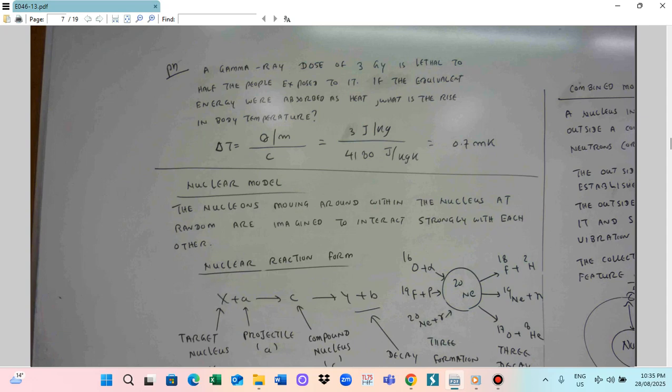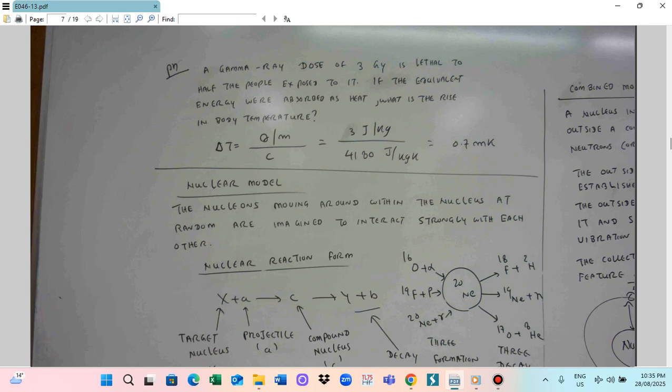So this means that nuclear rays, the radioactive rays, are very dangerous. People can die from radioactive rays. Take the 3 Gy energy level of gamma rays, which is lethal for about half of people.